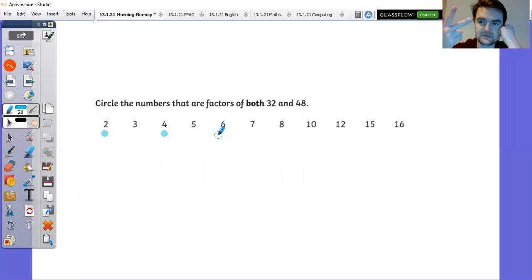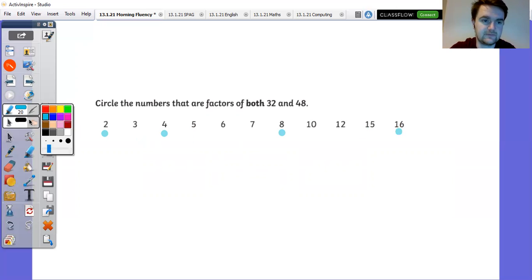7, 14, 21, 28, 35. It's not in that one. 8, 16, 24, 32. It is in the 8 times table. We know it's not in the 10 times table because it doesn't have a 0 in the ones column. 12, 24, 36, not in that one. 15, 30, 45, not in that one. 16 doubled is 32, so it is in that one.